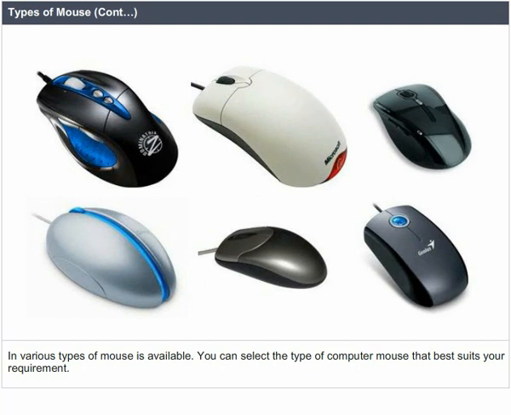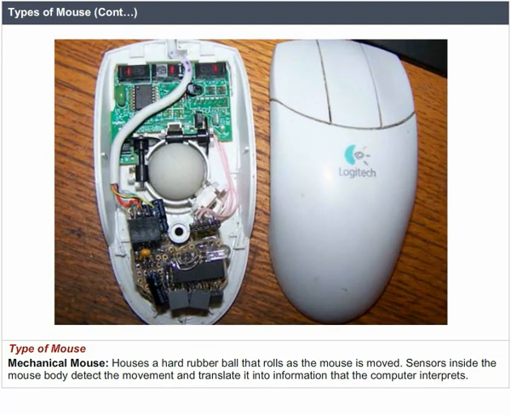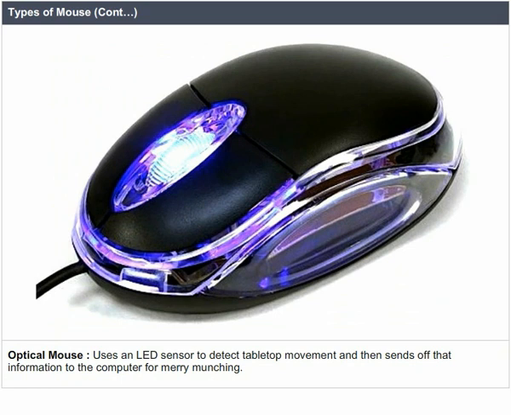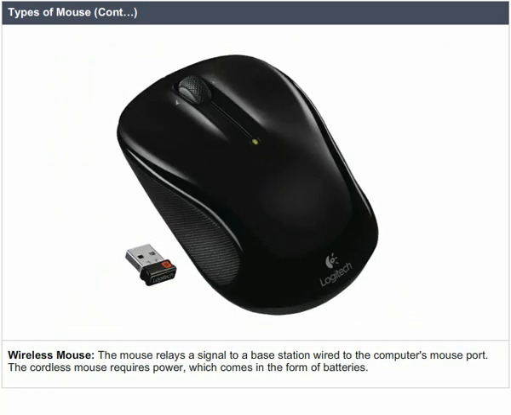Mechanical mouse. Houses a hard rubber ball that rolls as the mouse is moved. Sensors inside the mouse body detect the movement and translate it into information that the computer interprets. Optical mouse uses an LED sensor to detect the tabletop movement and then sends off that information to the computer for munching. Wireless mouse. The mouse relays a signal to the base station wired to the computer's mouse port. The cordless mouse requires power, which comes in the form of batteries.